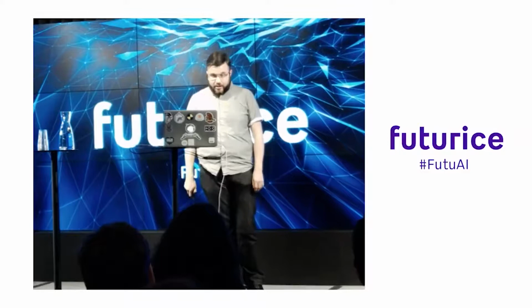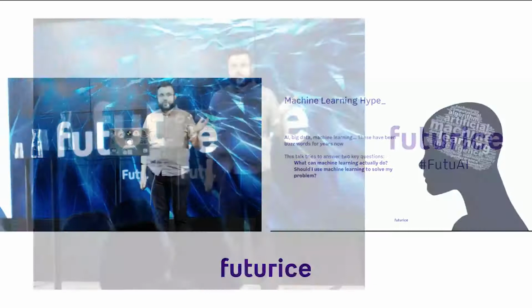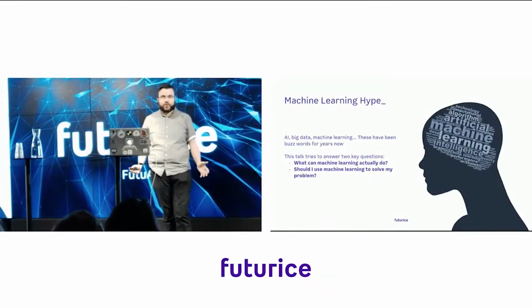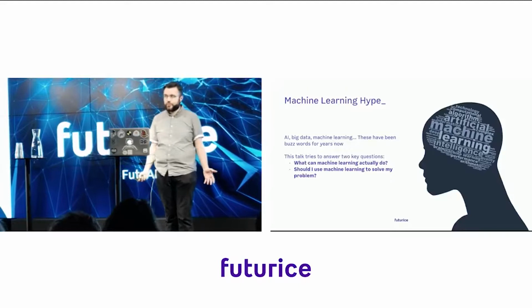And this is a talk about hype. More particularly, it's a talk about how to cut through hype and try and explain a bit about what these things mean, like AI, big data, machine learning, neural networks, deep learning. There's a lot of language around this, and people use different terms interchangeably when they probably shouldn't.